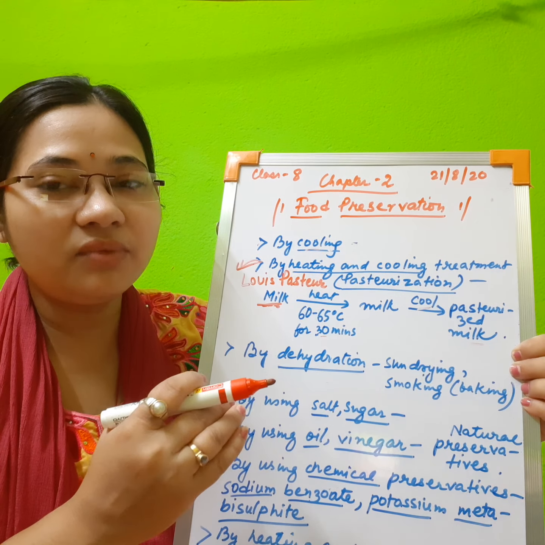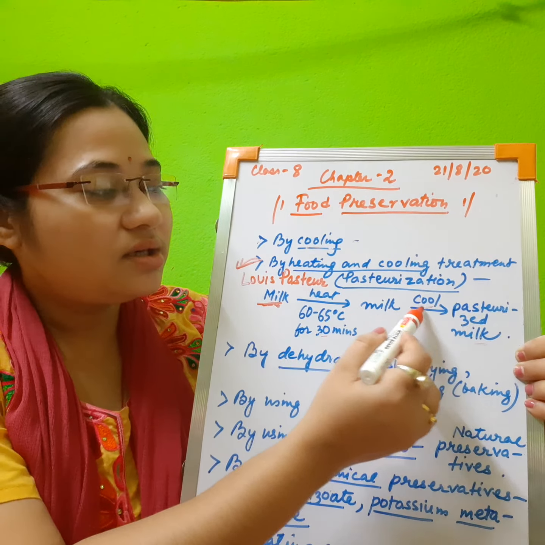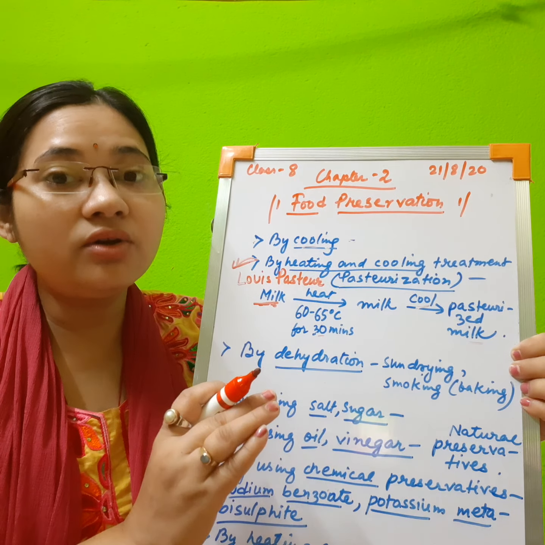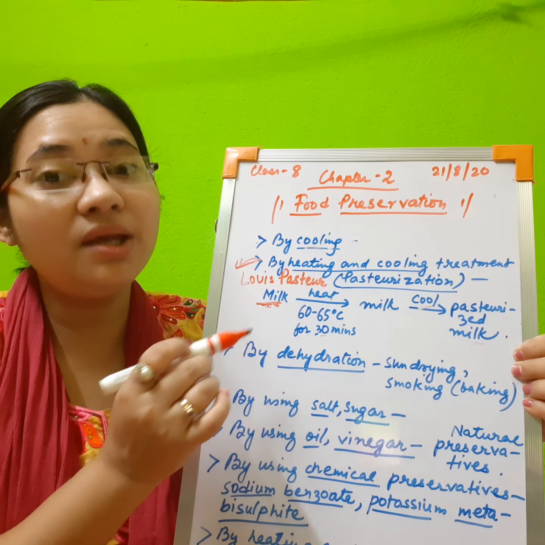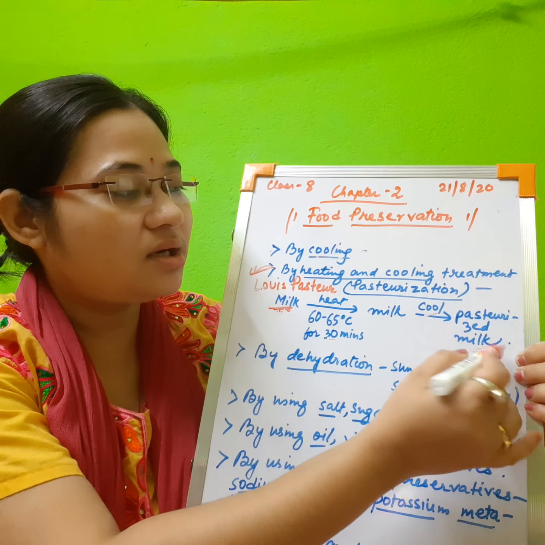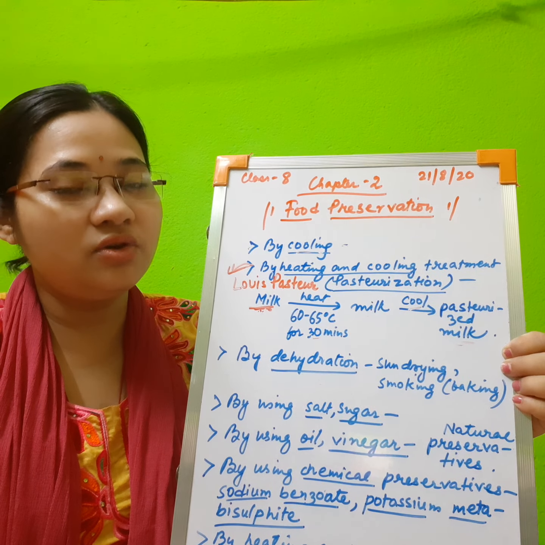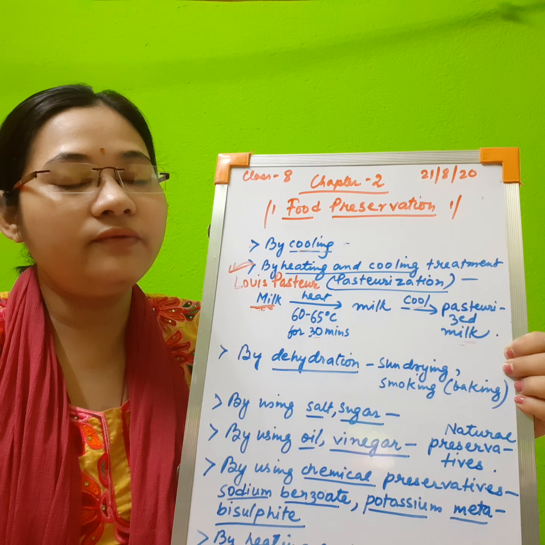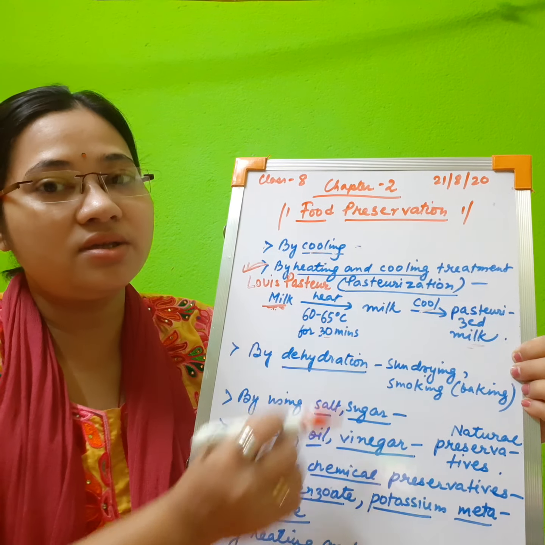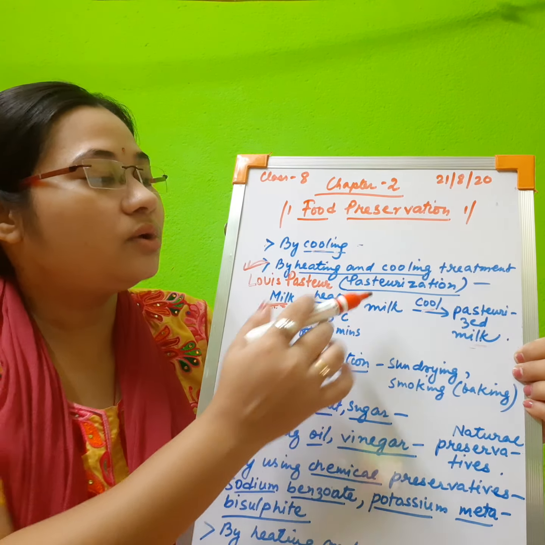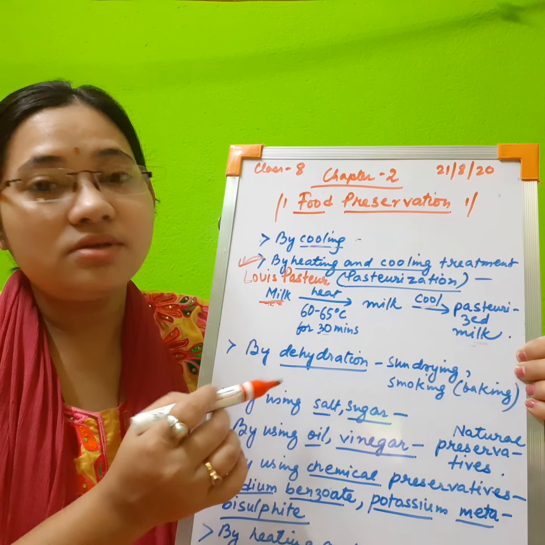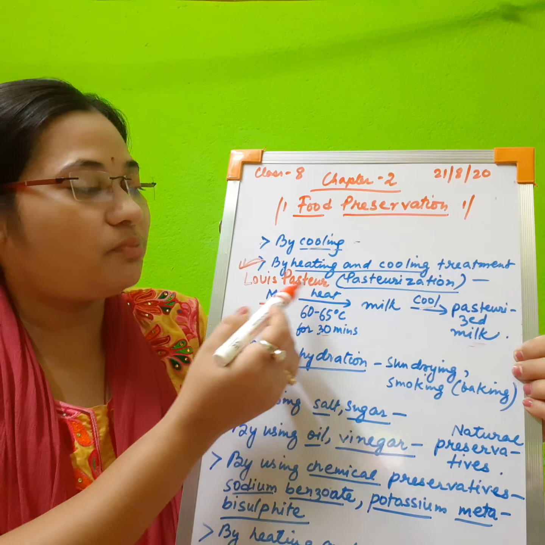So when we heat something and then quickly cool it, it prevents the growth of microorganisms which are present in milk. So in this way, milk becomes sterilized or pasteurized and we can consume it for a longer period of time. Okay, this method is called pasteurization. Please go through the book, try to learn the definition and the scientist who developed it, that is Louis Pasteur.